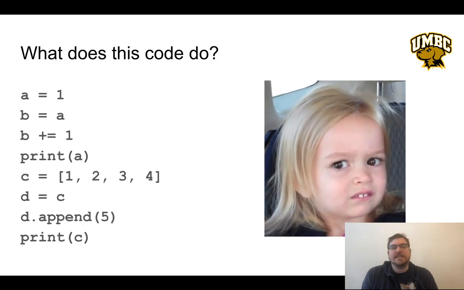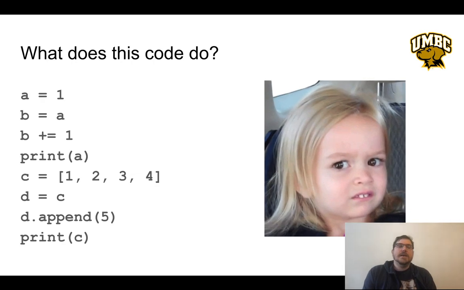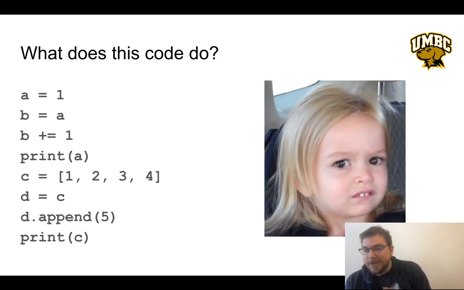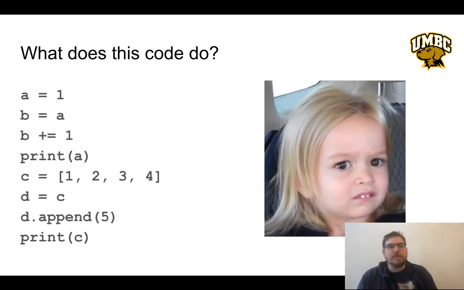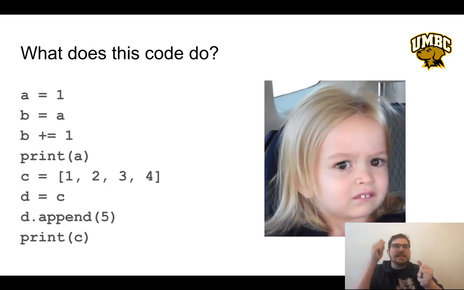So if I have C equals 1, 2, 3, 4, D equals C, and I append 5 to D, now D is 1, 2, 3, 4, 5. But what happens if I print C? Well, what happens when I print C is I get 1, 2, 3, 4, 5. And that's because there's this stickiness, right? D and C are both looking at the same list. And so if I change the list through D, it will be visible through C. Okay.